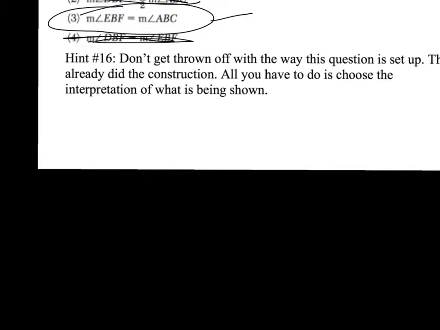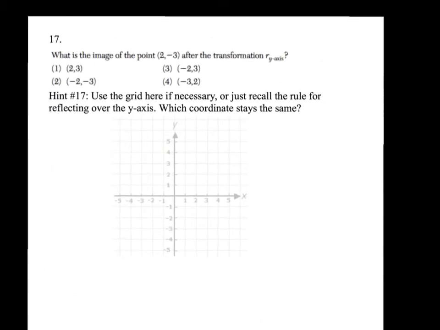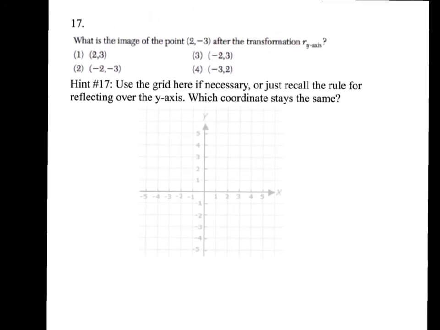Okay, next picture, next page. Question 17 says to do a transformation of reflecting over the y-axis. That can be a really easy one to do without looking at the grid. 2, -3 is the point we're starting off with in quadrant 4. And it says you're reflecting over the y-axis.